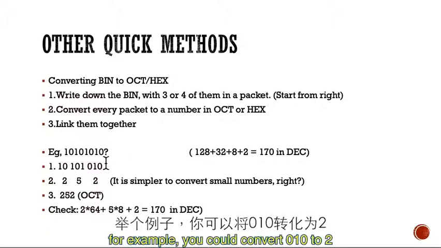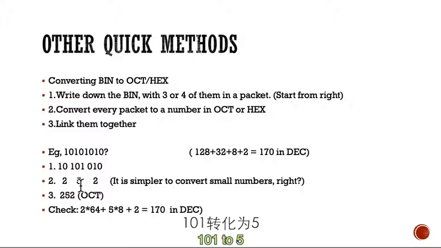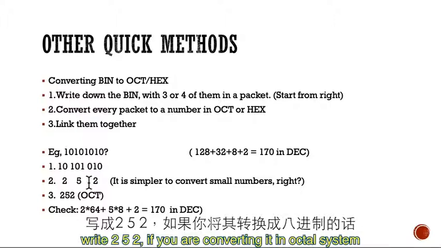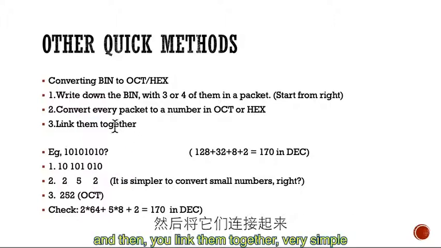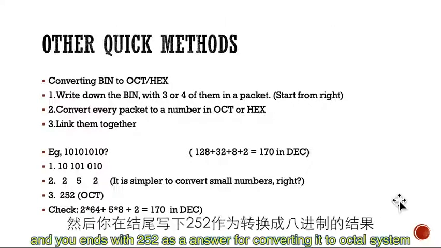Then you convert every packet into a number in octal or hex. For example, you could convert 010 to 2, 101 to 5, 010 to 2, right? 252 if you are converting to an octal system. And then you link them together, very simple, 252. And you end with 252 as your answer for converting it to octal system.